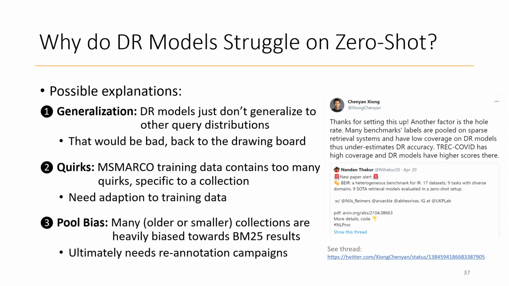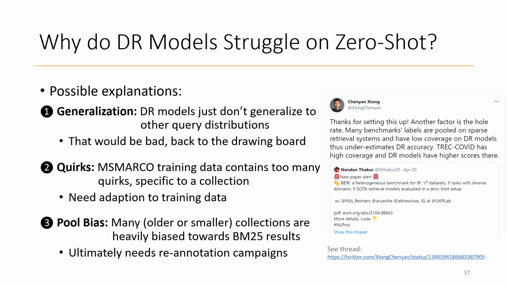So the question now becomes, why do dense retrieval models struggle on zero-shot transfer learning? And the answer sadly is not a clear one, and there are many nuances to this problem. So possible explanations include, but are not limited to, generalization. Okay, so if we say the dense retrieval models don't generalize to other query distributions, that would be pretty bad, because it would say, well, they don't work, and we have to go back to the drawing board and try to make them better.